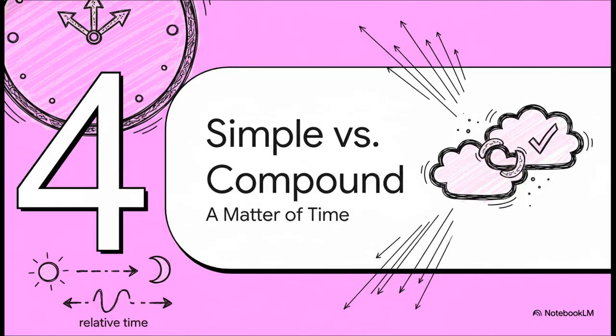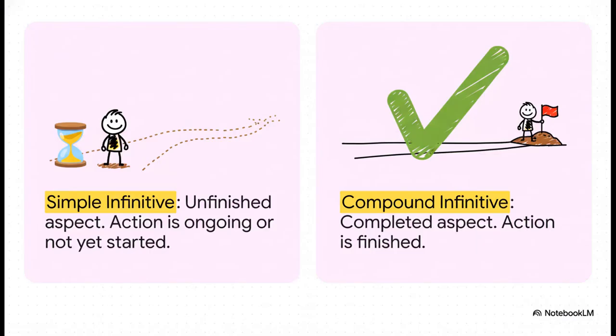But wait, there's more. The personal infinitive actually has two forms that also tell us about time. So it's not just who is doing the action, but when they did it in relation to another action. It's like a whole other layer. So the core idea here is really simple. The simple form is for an action that's still going on, or maybe hasn't even happened yet. The compound form, which uses the verb ter, is for an action that's already done, finished, in the past. Unfinished versus finished. That's the whole game.